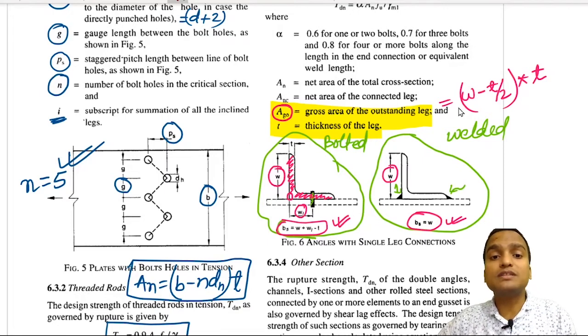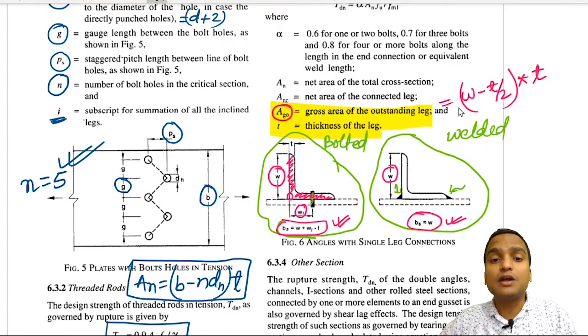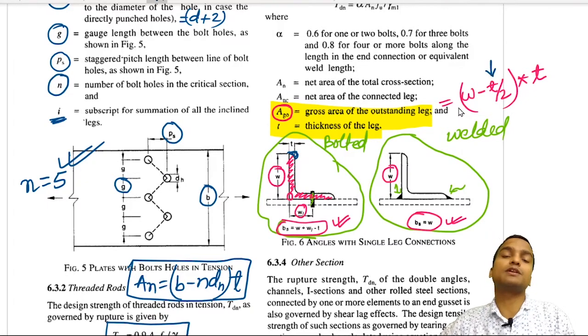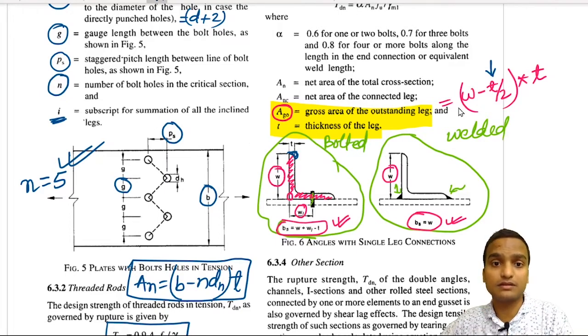Why? Because there is rounding in the angle section at the corner. You see, at the toes there is rounding, and due to rounding we subtract T by 2 also. So that's why we subtract it from the outstanding leg width and then multiply with the thickness.